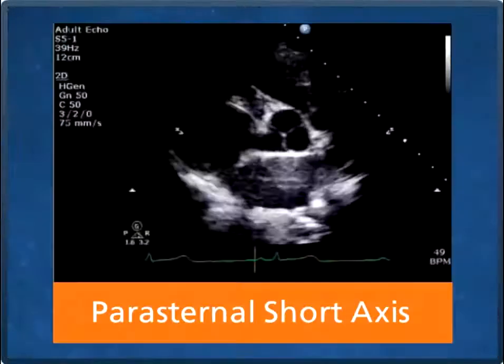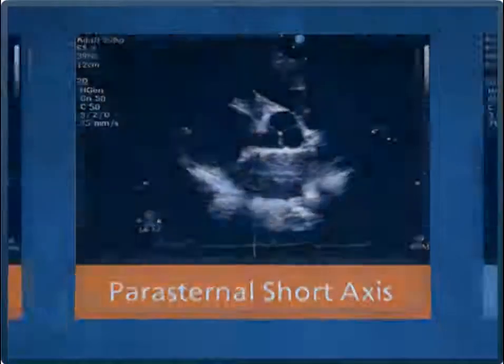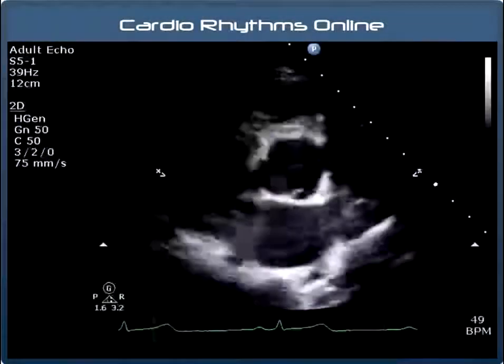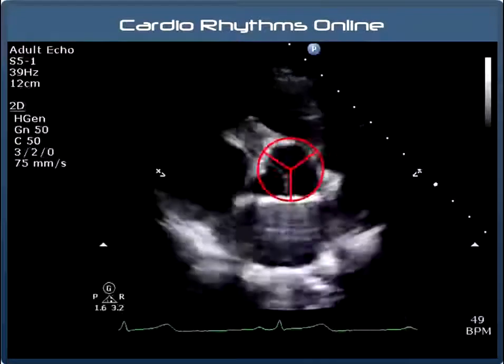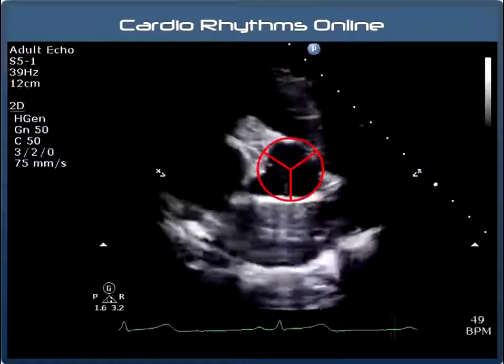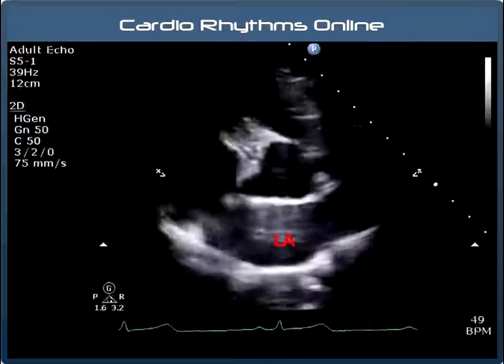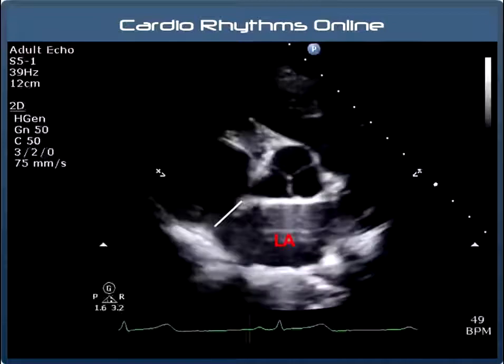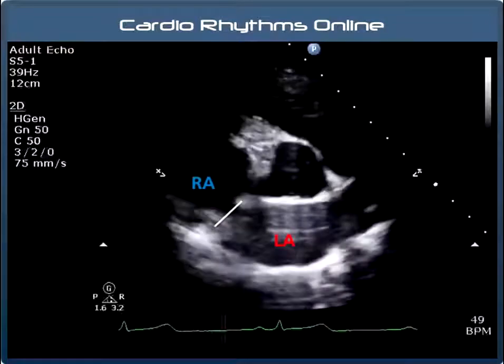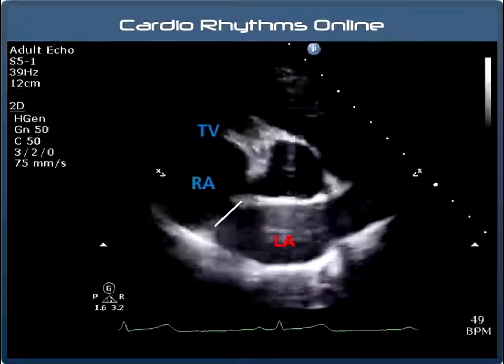With the short axis view, the transducer stays in the same place, but now we simply rotate it and angle it so we can view the aortic valve head-on. You should be able to see all three cusps of the aortic valve. It looks a bit like a Mercedes sign. Here then is the left atrium, the atrial septum, the right atrium, the tricuspid valve, and the right ventricle.